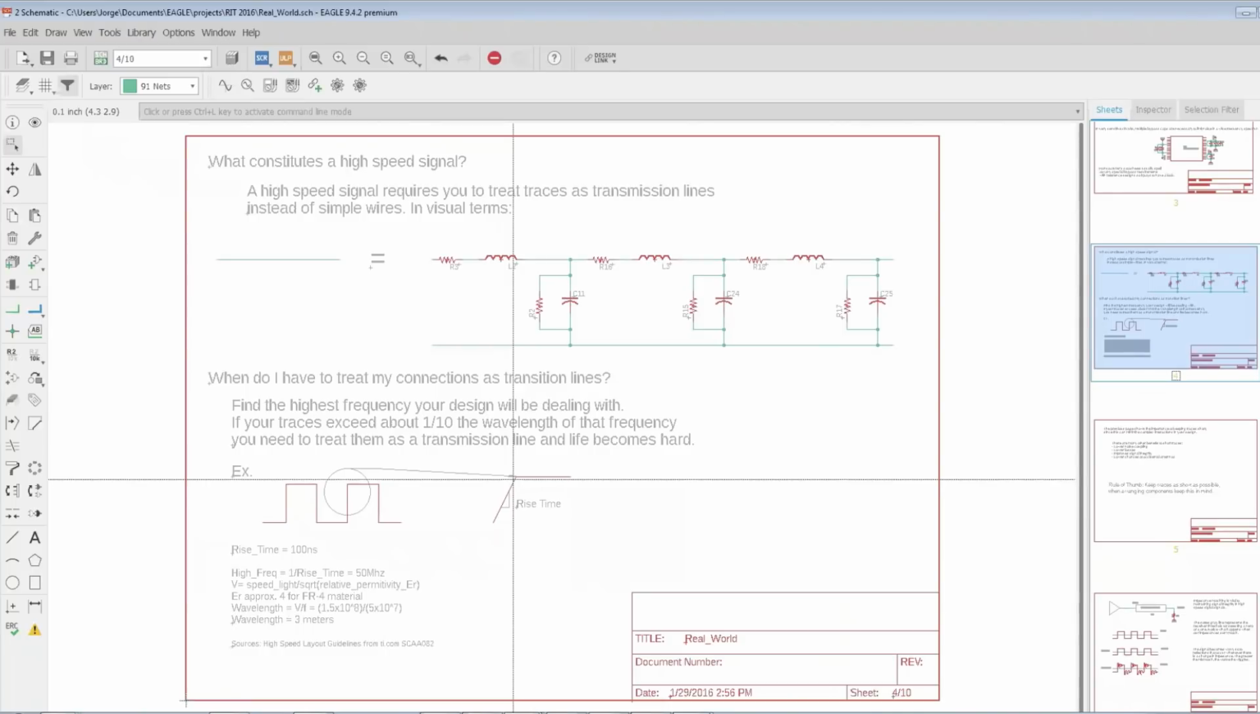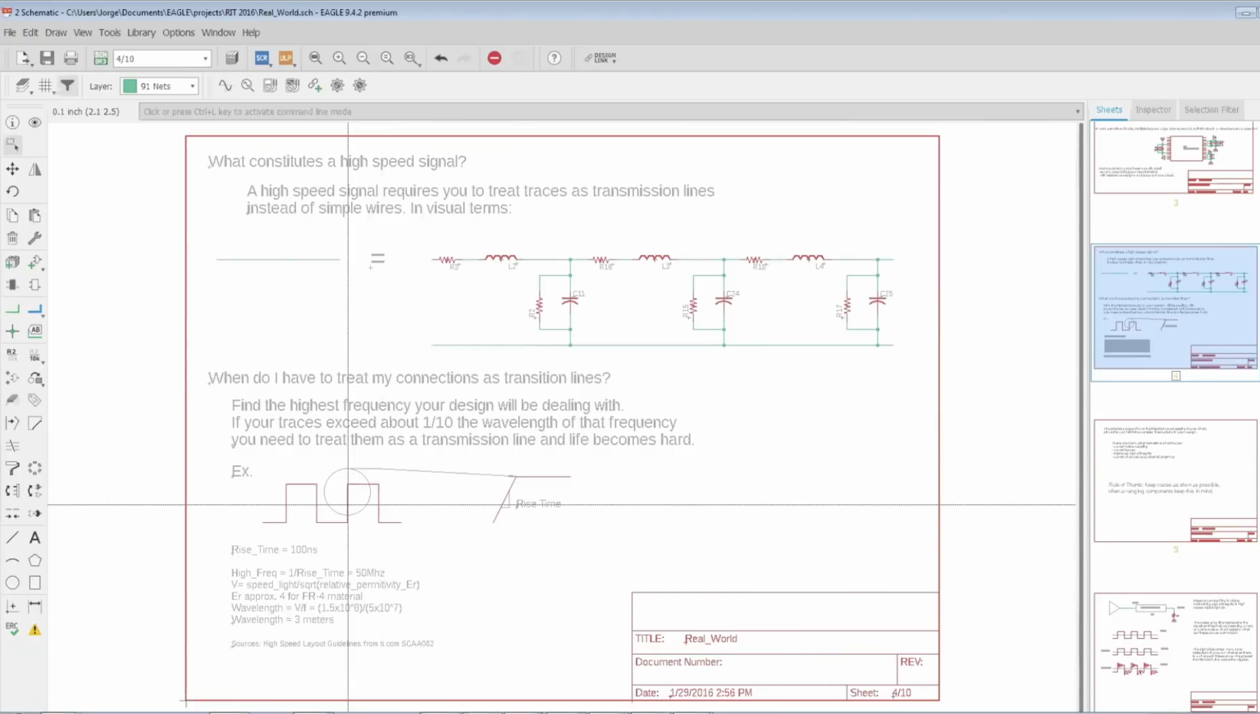And let's say you look, oh, 10 kilohertz, I should be more than fine. 99.9% of the time you would be. If that 10 kilohertz signal has a very quick edge, as you can see here, a very quick rise time, something on the order of 1 nanosecond, then you need to treat it as a transmission line. You're in the high speed regime.